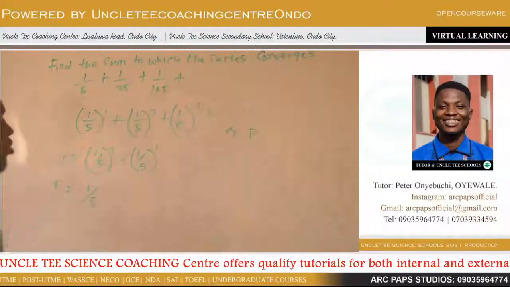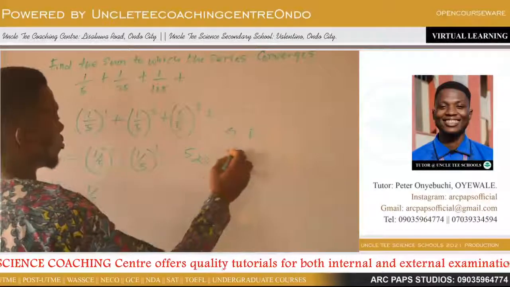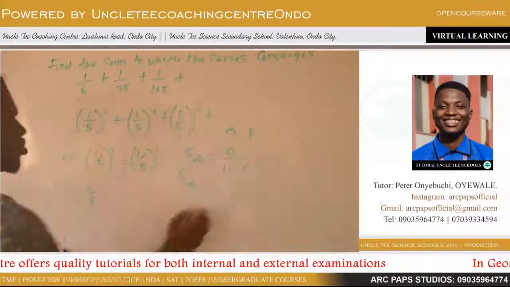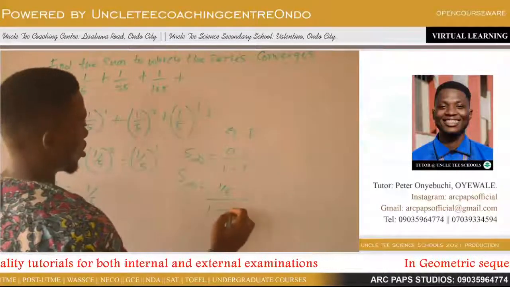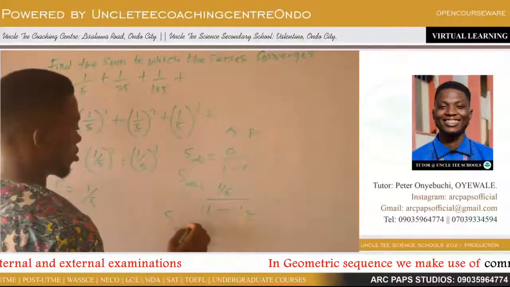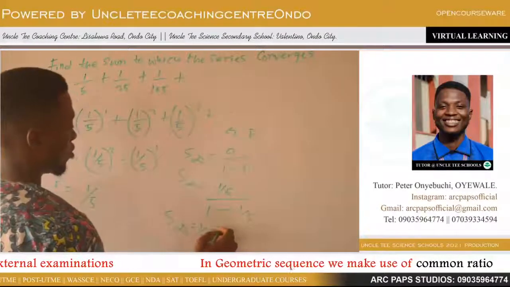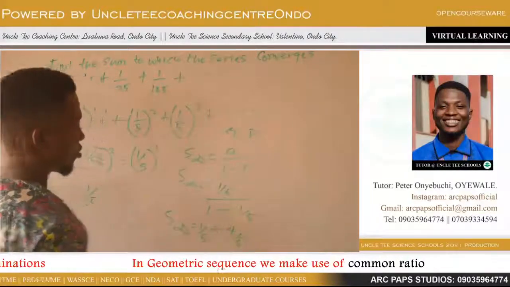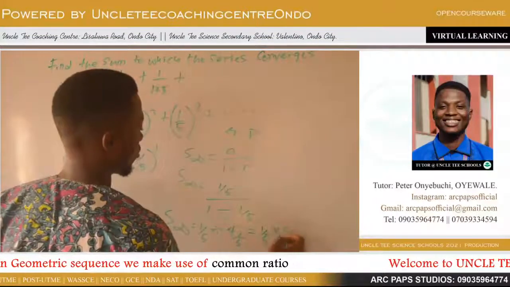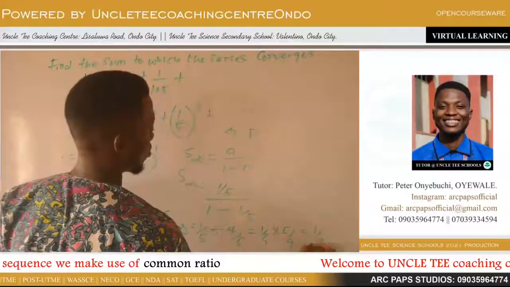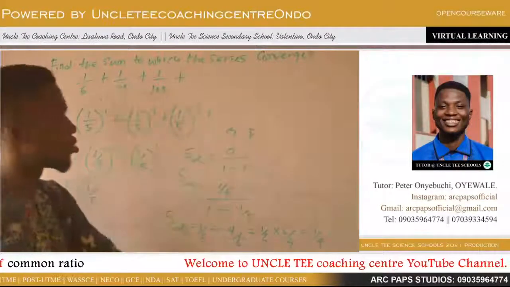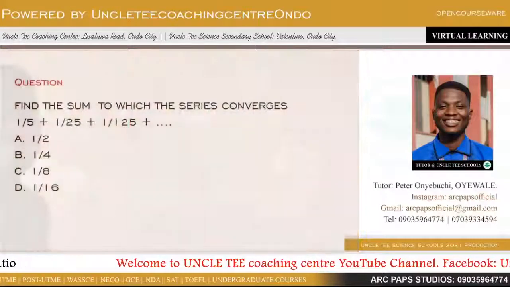Now, since we are finding the sum of the exponential sequence, we are going to find our sum to infinity, which is a over 1 minus r. Now, our a is 1 over 5 divided by 1 minus our r, which is 1 over 5. Now, this will give us 1 over 5 divided by 4 over 5. Now, when your division sign changes to multiplication, this will give us 1 over 5 times 5 over 4, which is still equivalent to 1 over 4. So this will be our sum to infinity, which the series converges to.